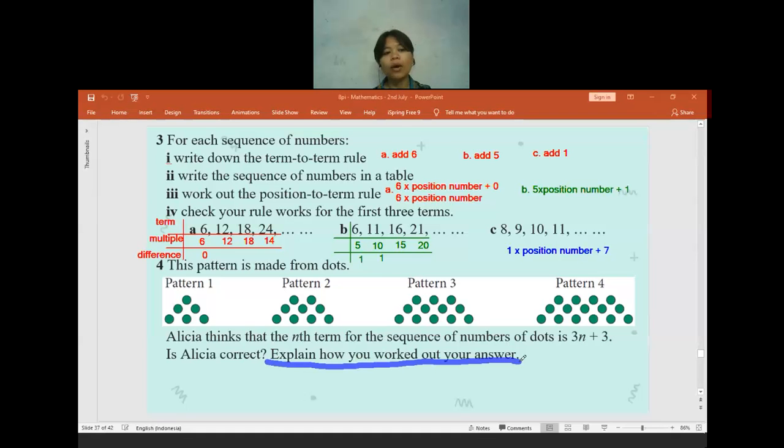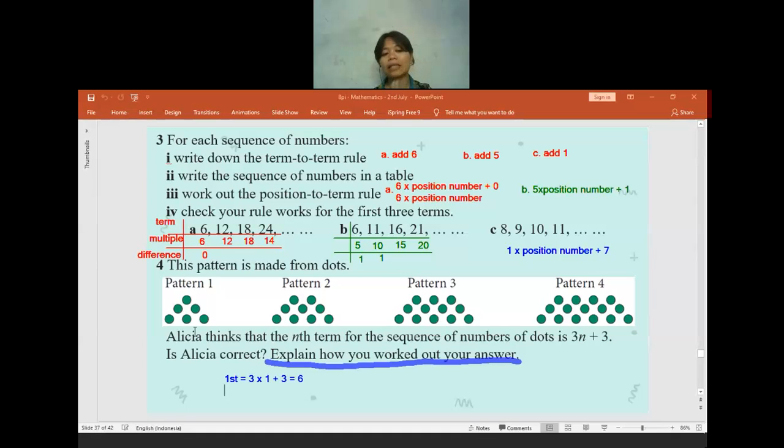I think the easier one is replacing the letter n with whatever pattern we are going to check first. So for the first pattern, it will be 3 times 1, and then we add 3. When we calculate 3 times 1 plus 3, the answer is 6. And then when we count the number of dots, there are 6 dots also. So it means it is correct, but it's not enough to check by showing one pattern.